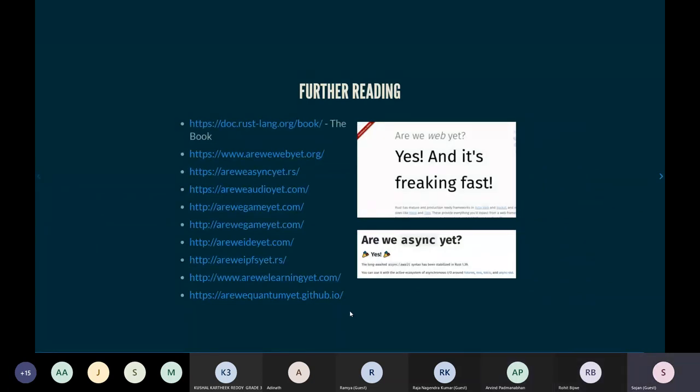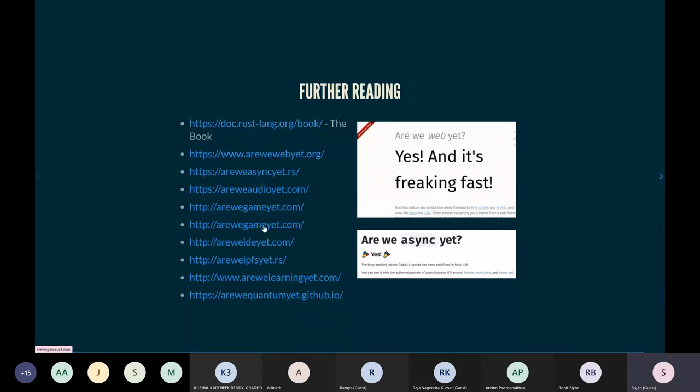So this is the last slide, I think. First of all, the documentation: the first link is the book. It's called The Book. Typically that's your entry point into the language. You don't really need to buy any other book. This book is really nice for an introduction. There are a whole bunch of YouTube videos if you want to get into the nitty-gritty. It's a language that's very easy to get started on.